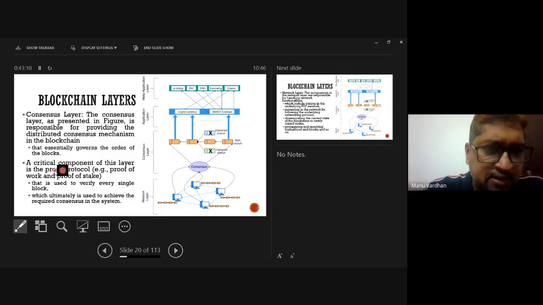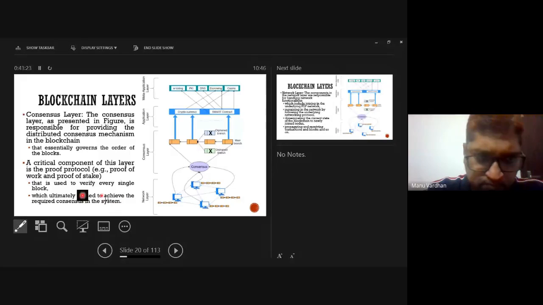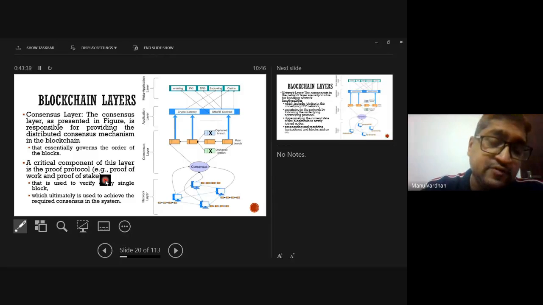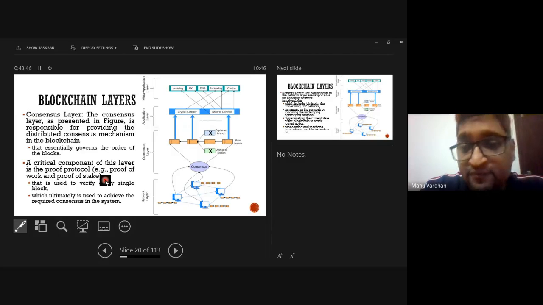A critical component of this layer is the protocol, proof of work, and proof of stake, which is used to verify every single block, and which ultimately is used to achieve the required consensus in the system. Proof of work was first started by Bitcoin. There we used to have computation-specific puzzles that need a huge set of computational resources. With the help of GPU or TPU servers, only those puzzles can be solved efficiently.